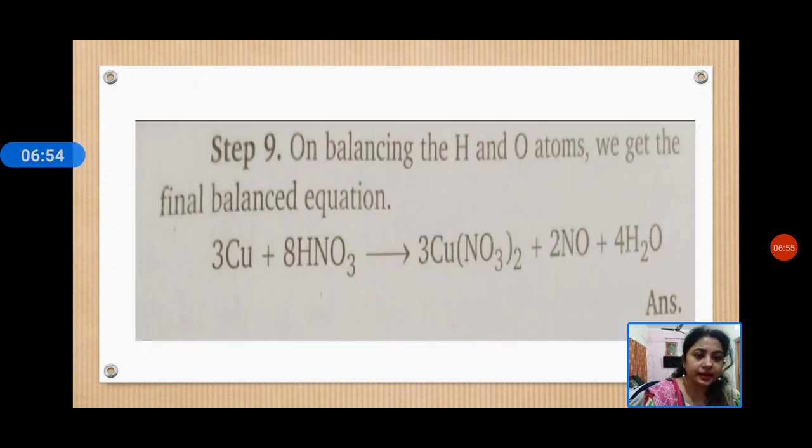Finally, at last, we are going to balance the hydrogen and oxygen atoms. So see here that 6 plus 2 HNO3 will become 8 HNO3.